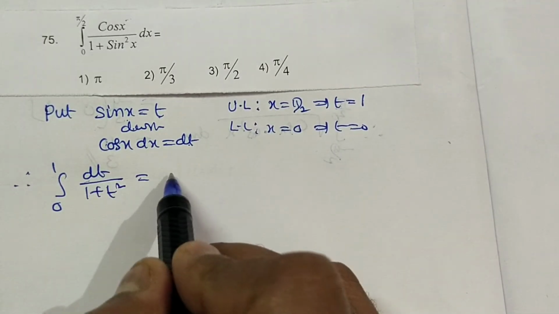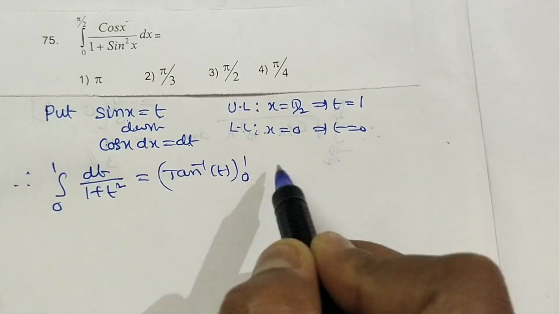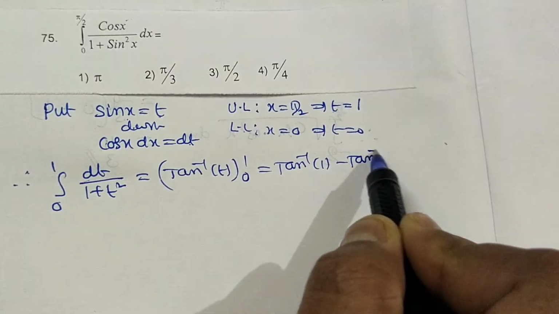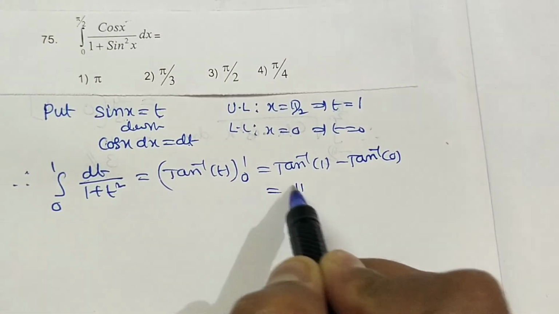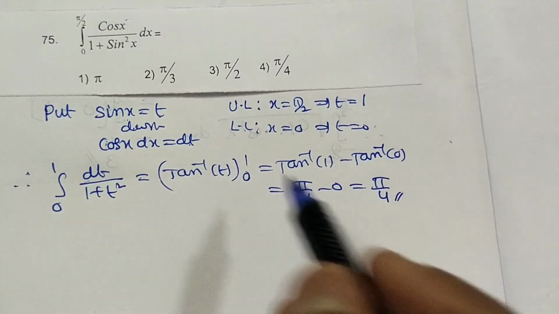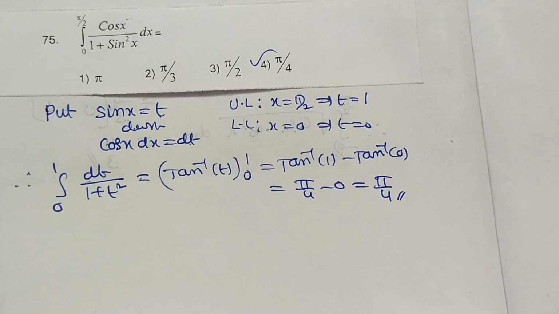Integral 1 by 1 plus t square is tan inverse t, applying the limits 0 to 1. So tan inverse of 1 minus tan inverse of 0, which is equal to pi by 4 minus 0, which is equal to pi by 4. So which is there in the fourth option. We'll move to the next question.